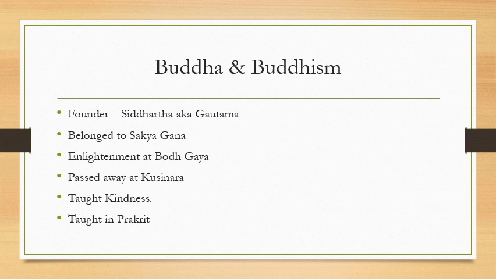Then he went to Sarnath near Varanasi where he taught for the first time. Later, he passed away at Kusinara. He taught that life is full of suffering and unhappiness caused because of cravings and desires. He described them as thirst or tanha and also taught people to be kind towards others, including animals. He mainly taught in Prakrit, which was the language of ordinary people, so that everyone could understand.